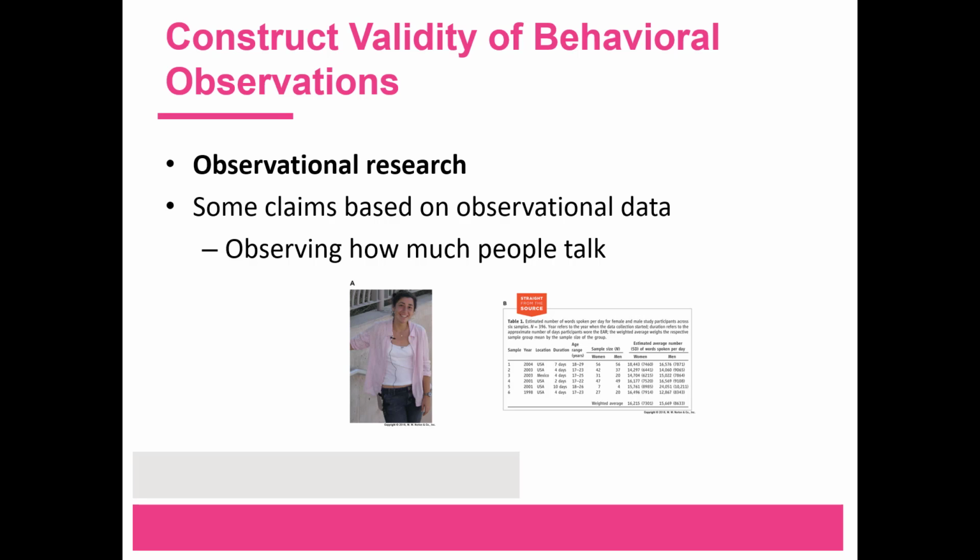For example, how often do people eat in fast food restaurants? Observational research can also be used for association claims and causal claims. Regardless of the kind of claim you're making, it's important that your observational measures be high in construct validity.